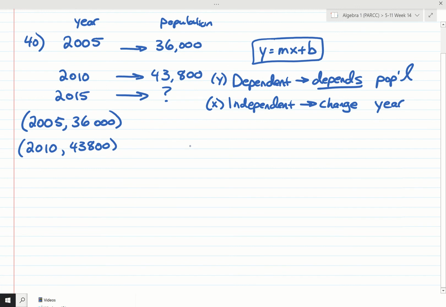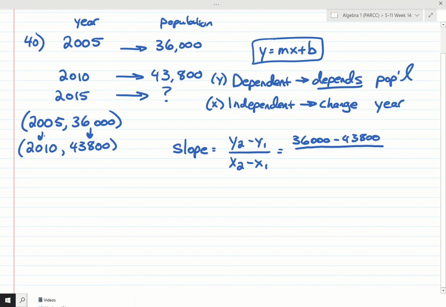So we've done this before. The way that we use slope-intercept form is the first thing we have to do is figure out what our slope is. And to find the slope, we subtract the two y values, and we put that over a subtraction of the two x values. So it doesn't matter what order you go in. I always draw arrows so I'm consistent. 36,000 minus 43,800 divided by 2005 minus 2010.